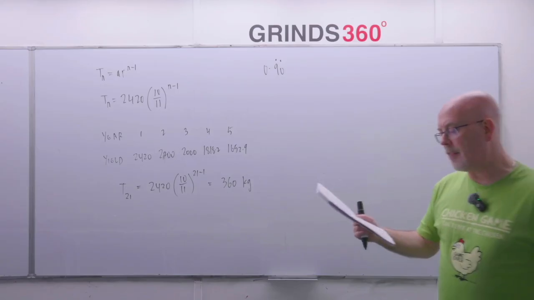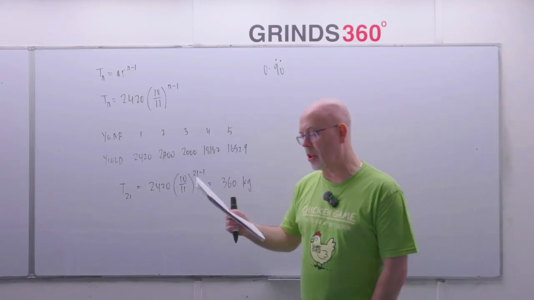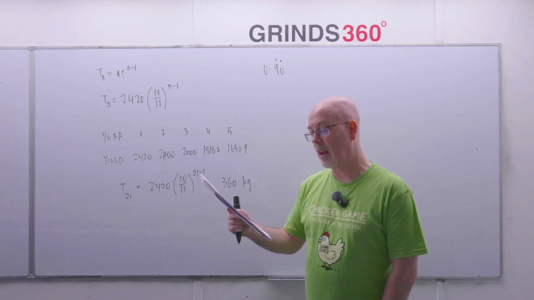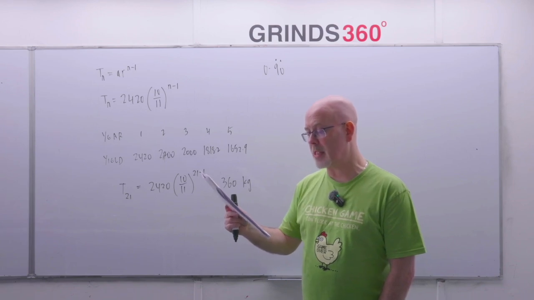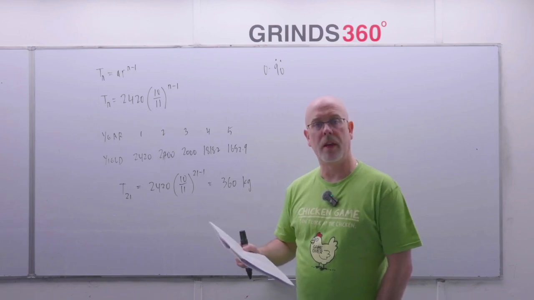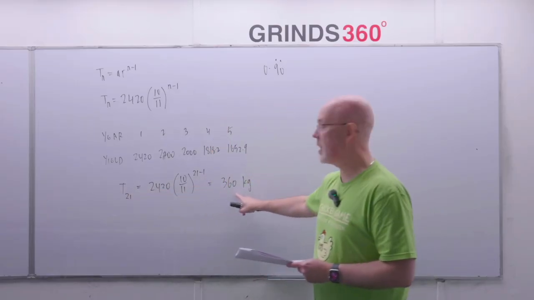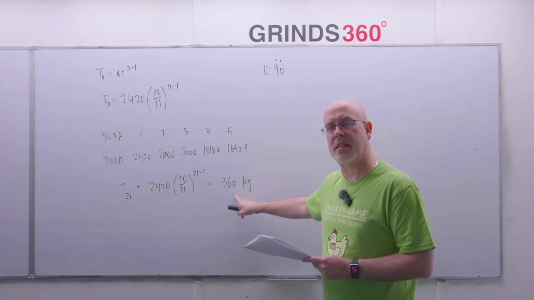And then part 5, it says a mine is deemed unproductive when the annual yield falls below 100 kilograms. Find the first year in which this mine will be considered unproductive. So the question is, what is the first year that would give us an answer that's less than 100?